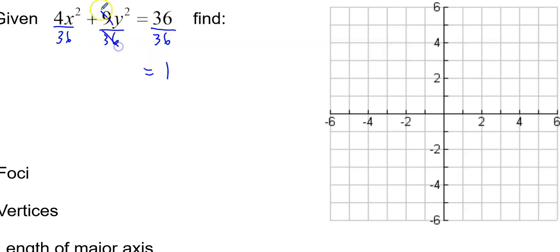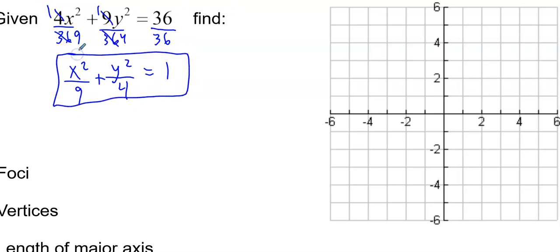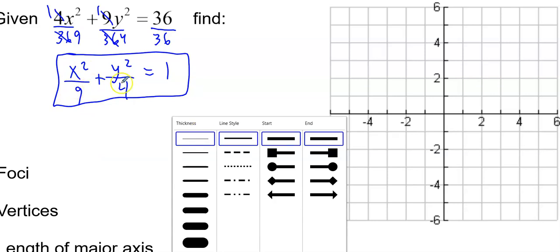9 over 36 is like 1 over 4. So this ends up being y squared over 4. And that 1 over 9 simplifies, so x squared over 9. Now this thing is in exactly the right form, so I'm very happy with it. You can be a formula person and just start plotting, use the formulas and figure it out. The big thing here is that a squared is the bigger term, a squared or b squared, which one's which, right?